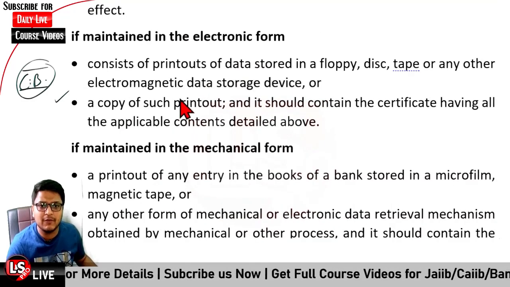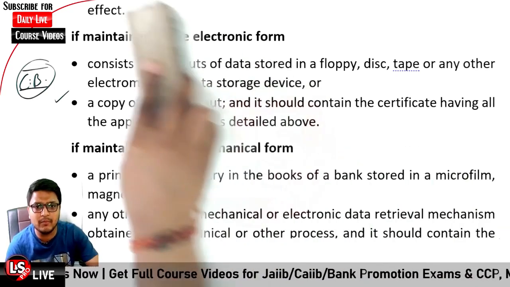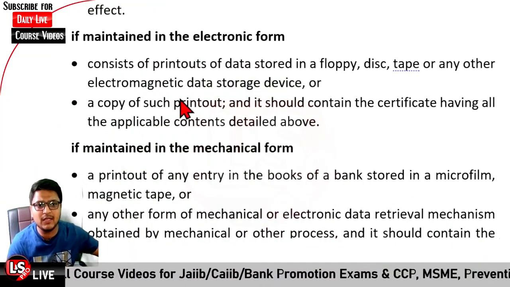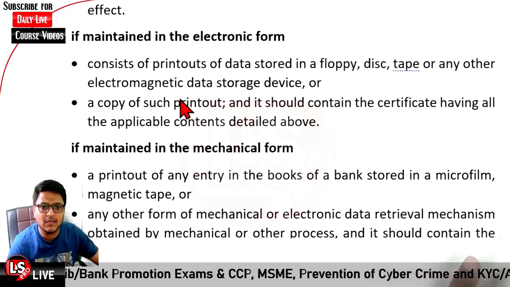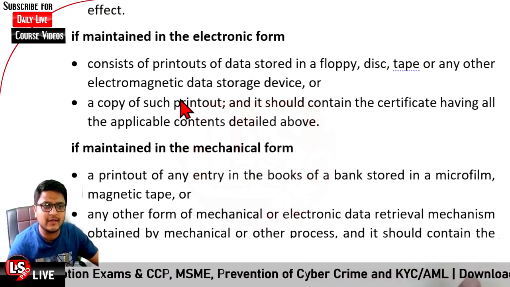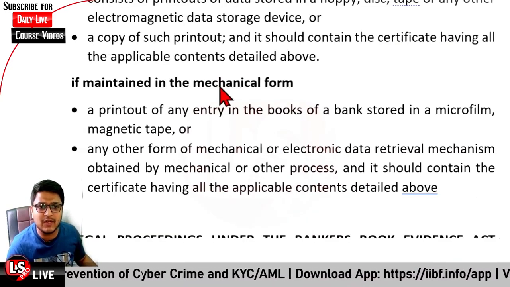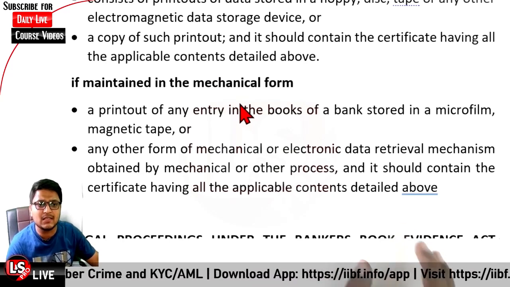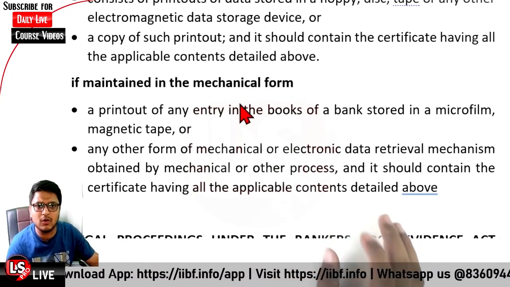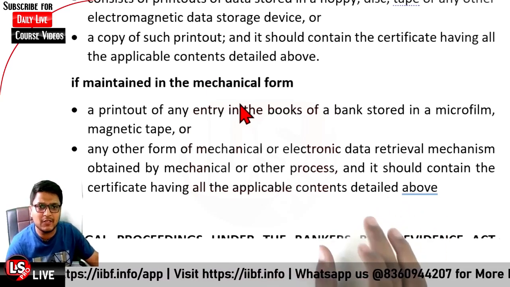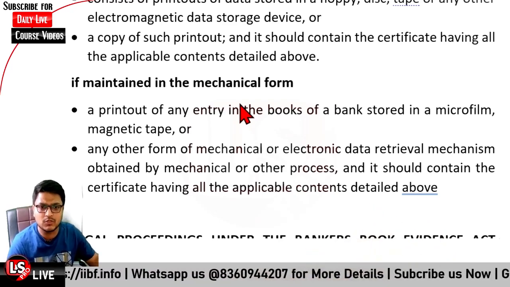And further, if the data is maintained in mechanical form, in that case a printout of any entry in the books of a bank stored in a microfilm, magnetic tape or other form of mechanical or electronic data retrieval mechanism obtained by mechanical or other process should contain a certificate that it has all the applicable contents detailed above. So whether it is an electronic retrieval or a mechanical retrieval, a special certificate is to be held along with the printouts. Okay, that is the case.